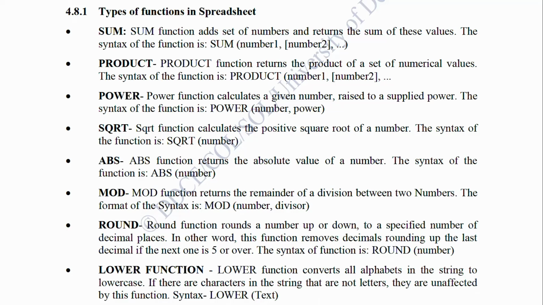Next point, round. The round function rounds a number up or down to a specified number of decimal places. In other words, the function removes decimals, rounding up the last decimal if the next one is 5 or over. The syntax of the function is round(number).